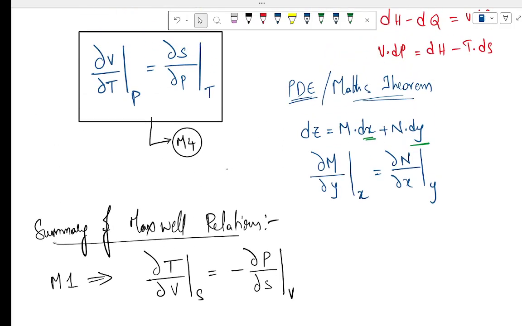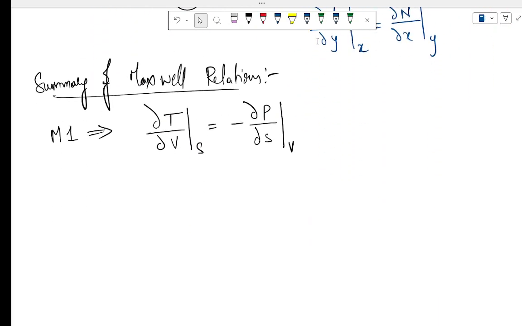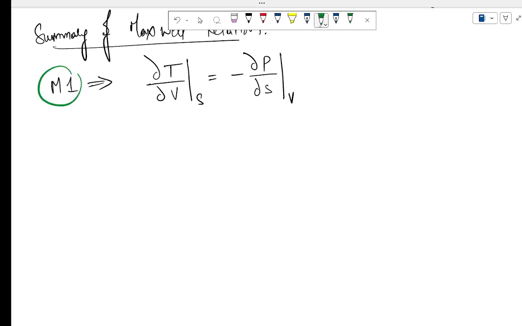I think I made a little mistake here. I should add a minus here. Why should I add a minus here? Because there is a minus right here. So because of this minus, I should have a minus in my M4. Kindly correct that.